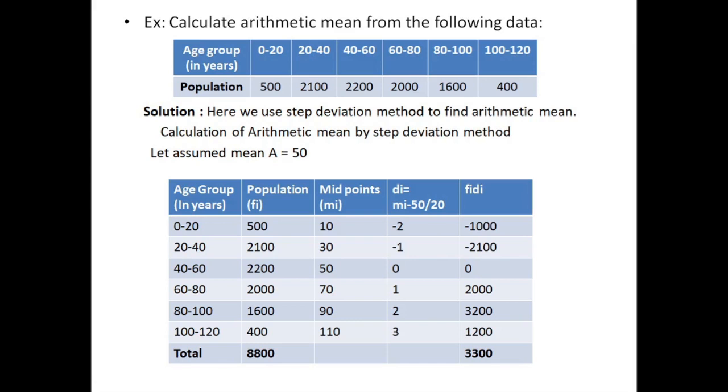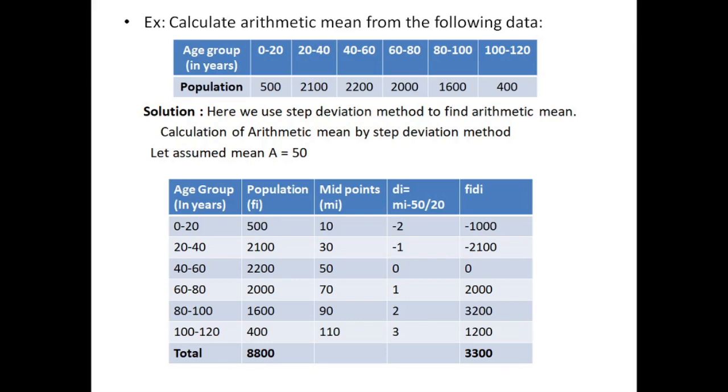That is an even number. So for an even number, the assumed mean is any one of the two middle points. Here we have 6 observations, so the third and fourth are the middlemost observations. Therefore we can take either observation as the assumed mean.